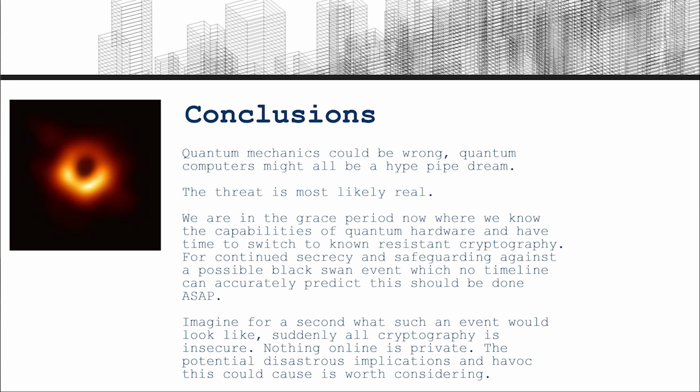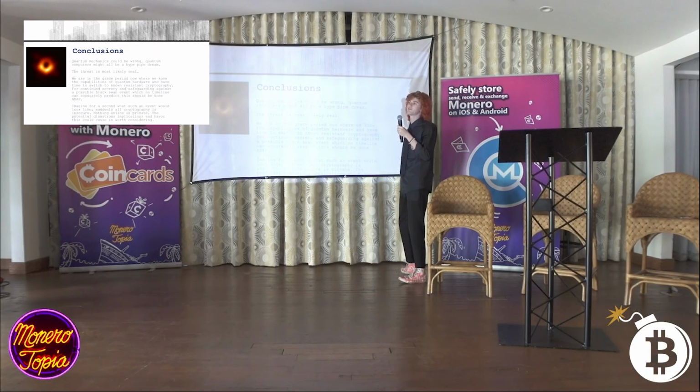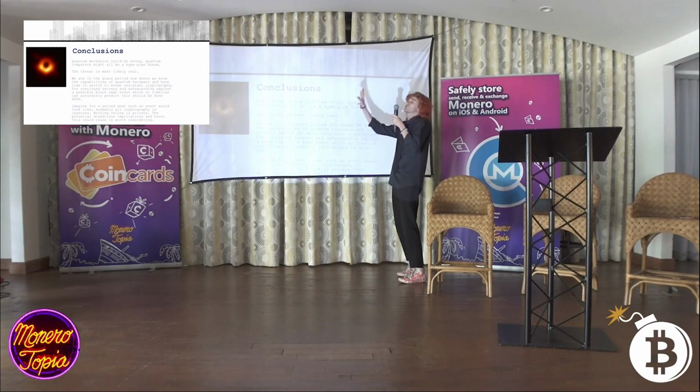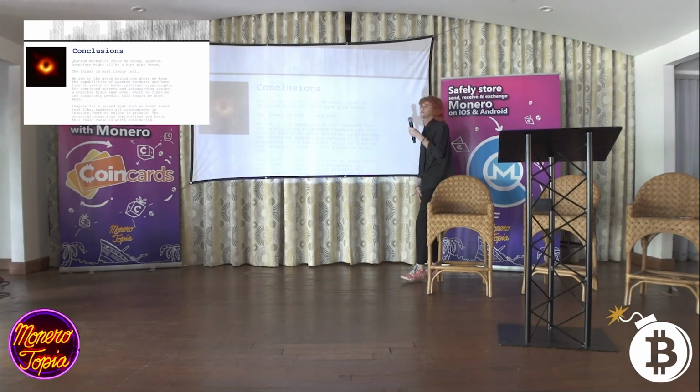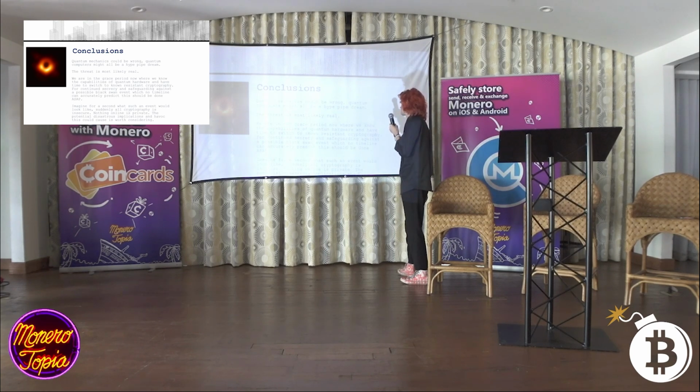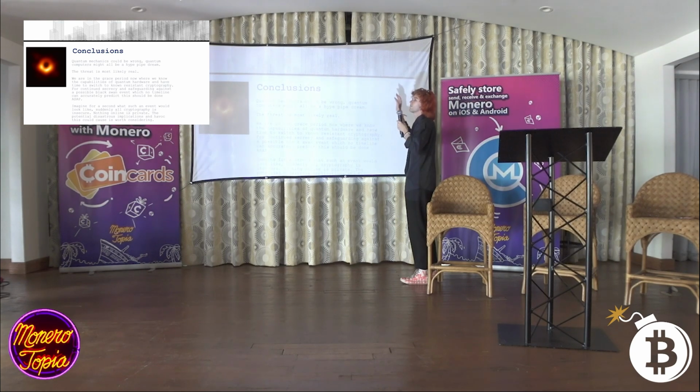For continued secrecy and safeguarding, there could be a black swan event in which, tomorrow, suddenly the internet's gone, like that in a very extreme example. And there could also just be examples where we find out that some stuff is no longer secret. But you can't really predict that. I mean, you can try to make predictions, 3 years from now, 10 years from now, 3 decades from now, not in our lifetimes.